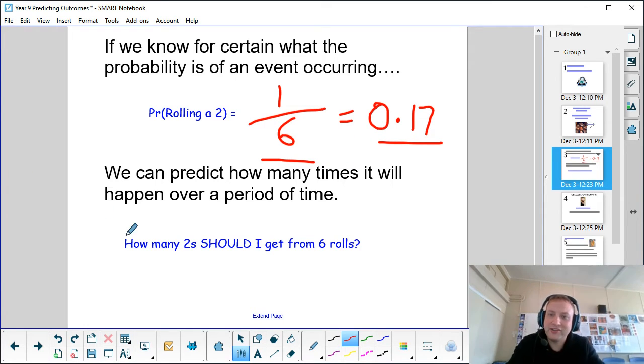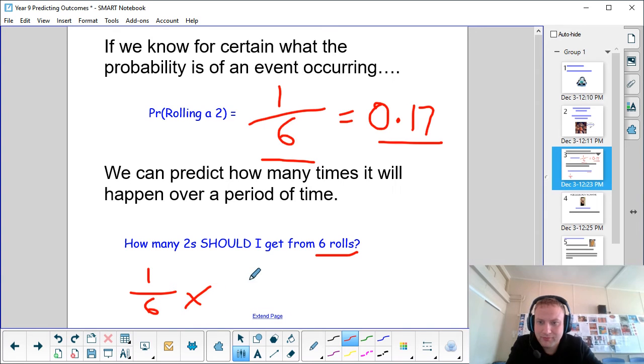Once we know these probabilities, we can then use them to predict how many times something should happen. A basic example of that is if I roll a die 6 times, how many 2s should I get? In theory, if the probability works out perfectly, I'll be rolling the number 2 one time. I'll get each number on my die one time because they all have the same chance of happening. It probably won't work out that way because probability never plays out perfectly, but in theory, I should get one 2. The maths behind that is I've got a 1 in 6 chance, and when I do it 6 times and I times those two things together, I get the answer 1.